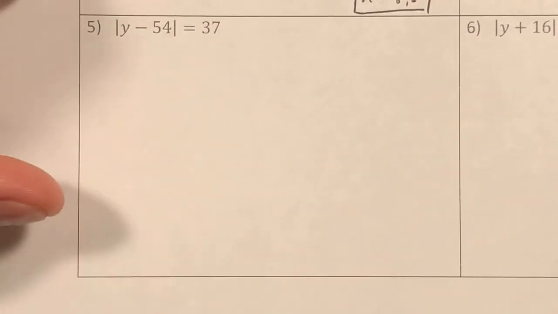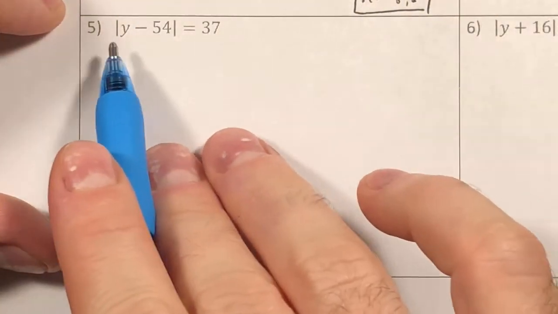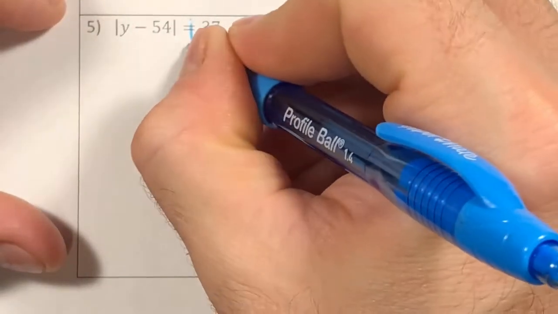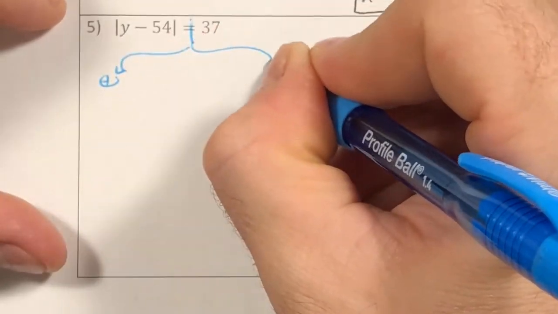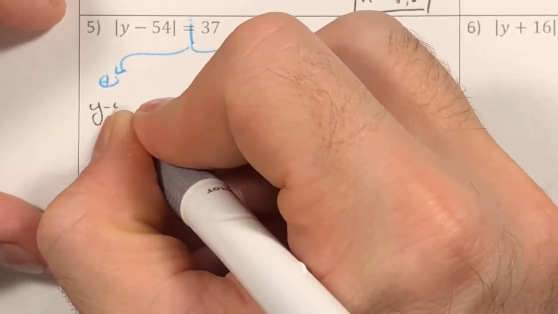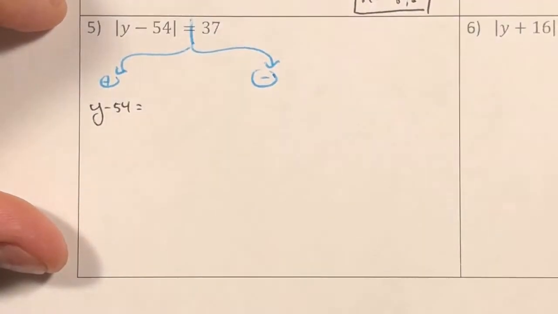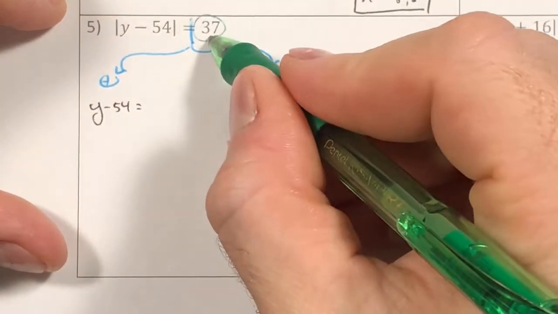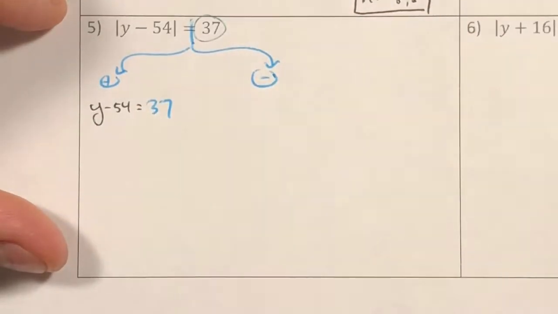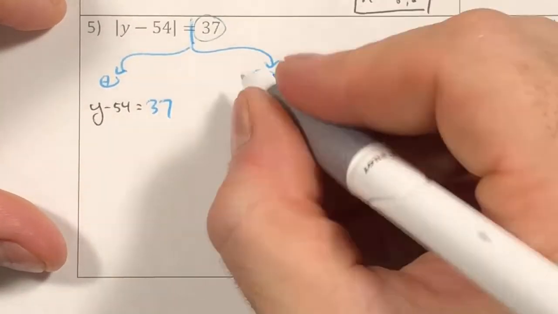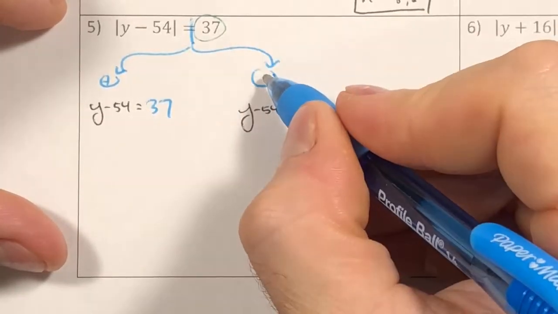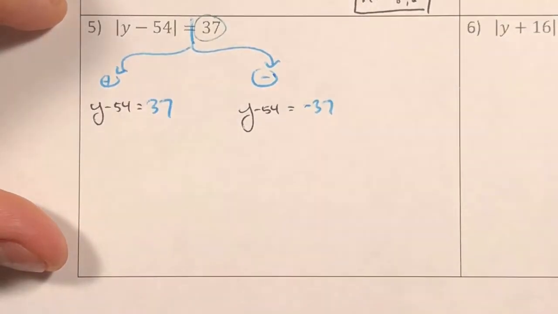Okay. So if you notice with this, the absolute value brackets are already isolated, albeit I have a minus 54. I'm not doing anything extra. So I'm going to go ahead, I'm going to split this into the positive and the negative version, which means I'm going to take this, y minus 54, and I'm going to set it equal to 37 times positive 1, which is 37. And then over here on the right, I'm going to keep my y minus 54 is equal to 37 times negative 1, which is negative 37.